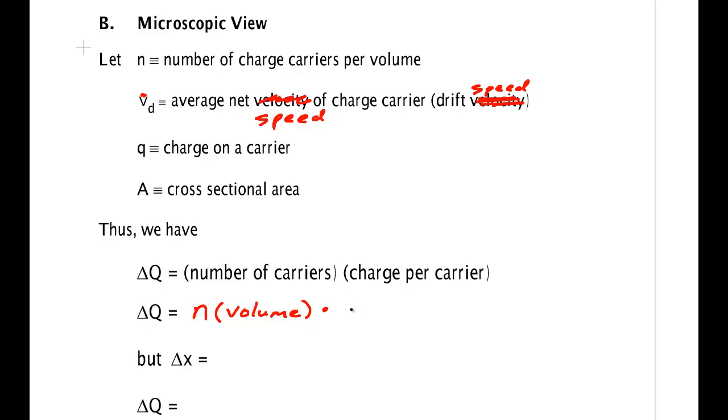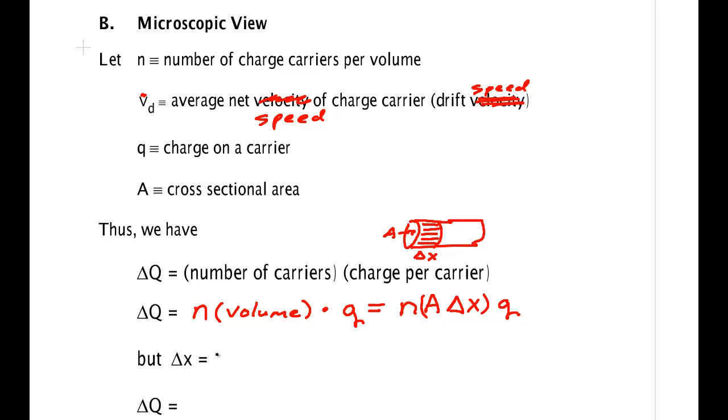And then times the charge per carrier, which we'll call Q. Now the volume is N. We get N is the charge number of carriers per volume. The volume is the area A times some delta X. So what I'm doing is I'm looking at some area A and some delta X that these carriers have moved through. And then times Q.